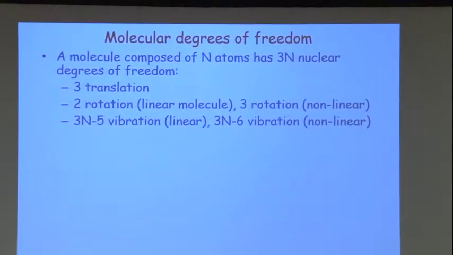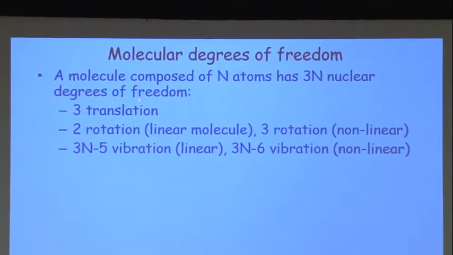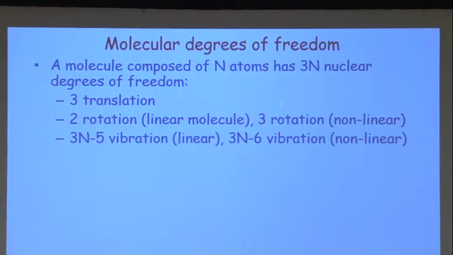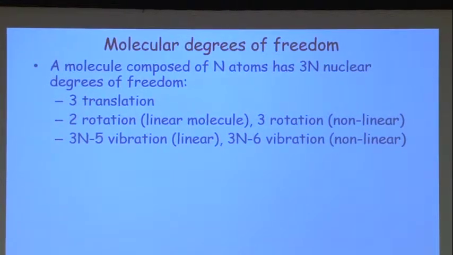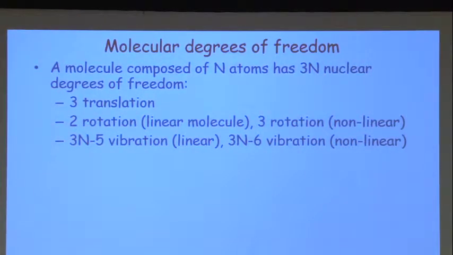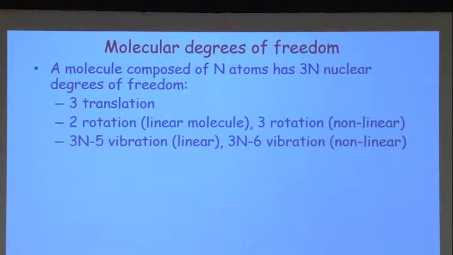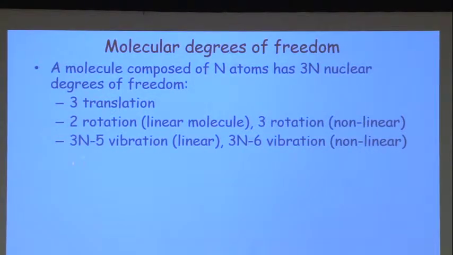Let's remind you about molecular degrees of freedom. We said something about this briefly yesterday. A molecule composed of n atoms has 3n nuclear degrees of freedom. So each atom can move in 3 different directions. For n atoms in a molecule, where they're moving relative to one another and constrained to stay relatively close to one another, 3 of those are translation, 2 of them are rotation for a linear molecule, and 3 of them are rotation for a nonlinear molecule. And that leaves 3n minus 5 vibrations for a linear molecule and 3n minus 6 vibrations for a nonlinear molecule.